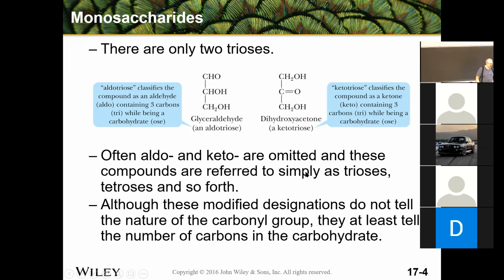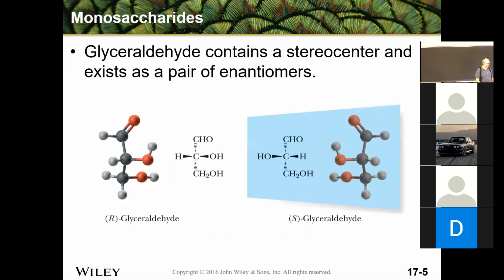Often aldo and keto are omitted, and these compounds are referred to simply as trioses, tetroses, and so forth. Although these modified designations do not tell the nature of the carbonyl group, they at least tell the number of carbons. So glyceraldehyde has a chiral center. It exists as a pair of enantiomers. The chiral center here is on carbon number 2. It has 4 different groups: aldehyde, this hydroxymethyl, the OH, and the hydrogen.